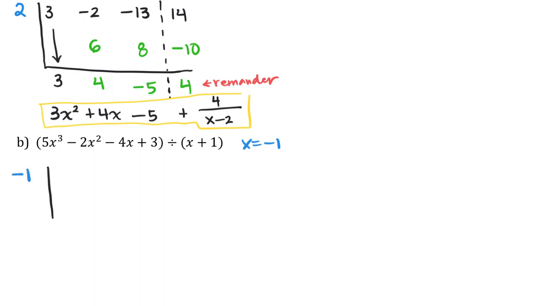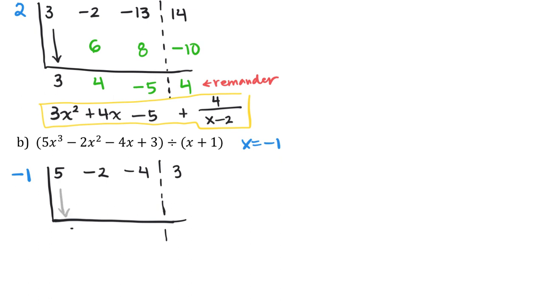I'm going to do this weird upside down box. And then along the top row, I put the coefficients in order, and I put a 0 if I'm missing a term. So 5x cubed, negative 2x squared, negative 4x, positive 3. I like to put the dash line. It reminds me when I get to the remainder. Now let's start with the first thing. First thing is this one comes down.